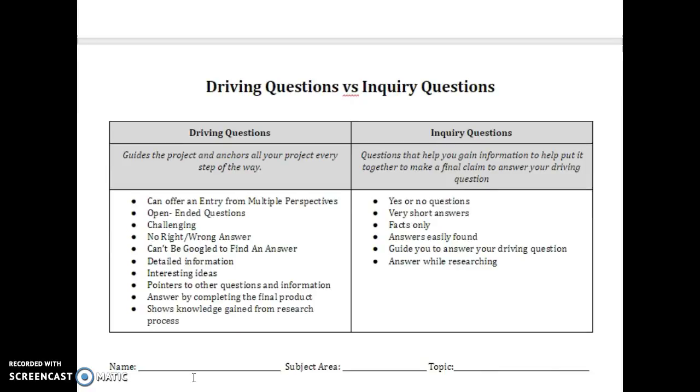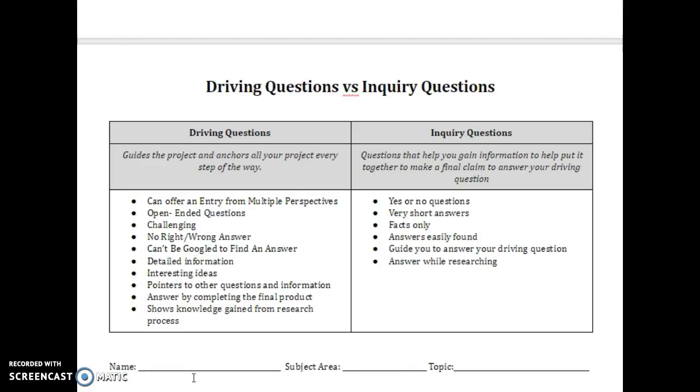You will not answer your driving question until your final product. So when we look at your final product, whether it be an essay, a poster, a Google presentation, a website, a slideshow, a puppet show, anything that you're making, we will be able to answer your driving question with the information that you present. You're not answering your driving question in your research process, because you're collecting information to help you put together an answer for it. And so it's really important to know that.